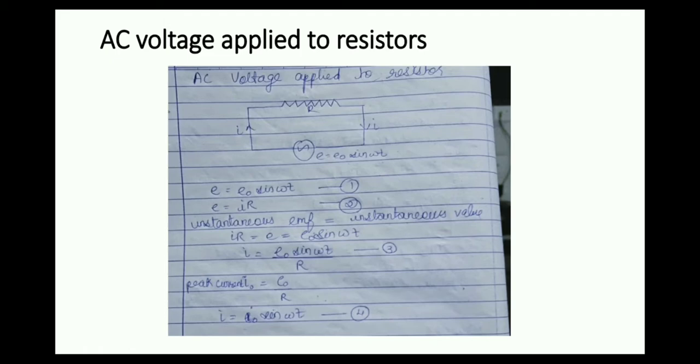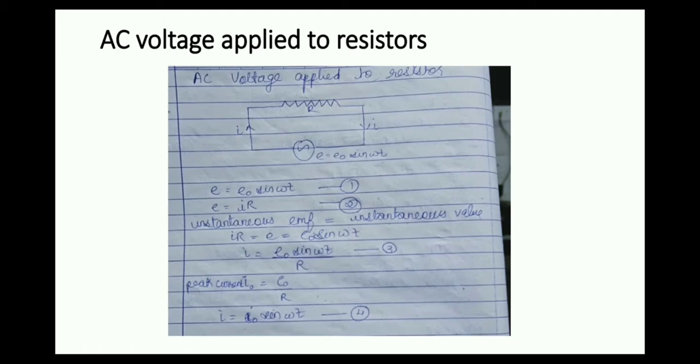The peak current I0 is equal to E0 by R. Substituting E0 by R with I0, we get I equals I0 sine omega t, that is equation number 4. I0 equals E0 by R, which is Ohm's law. We find that the resistor behaves similarly for both AC and DC voltage. Hence, the behavior of R in DC and AC circuits is the same. R can reduce DC as well as AC equally effectively.